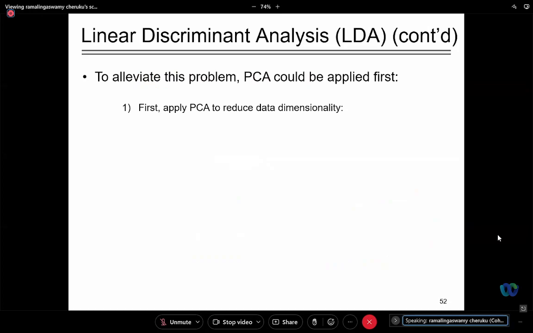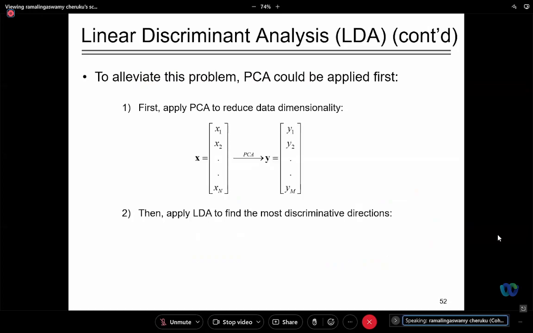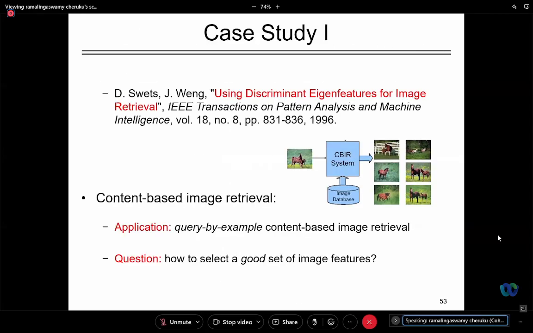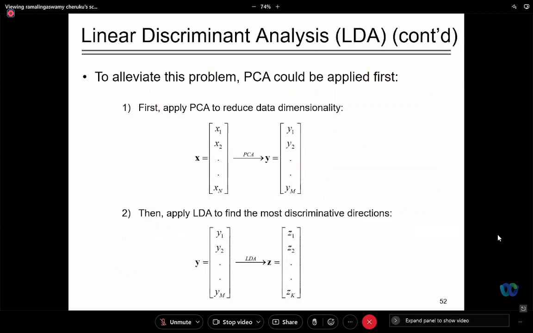First apply PCA to reduce the data dimensionality, then apply LDA to find the most discriminative directions. So you go from X to Y and Y to Z. That is the way we can make use of both PCA and LDA in the image processing area.